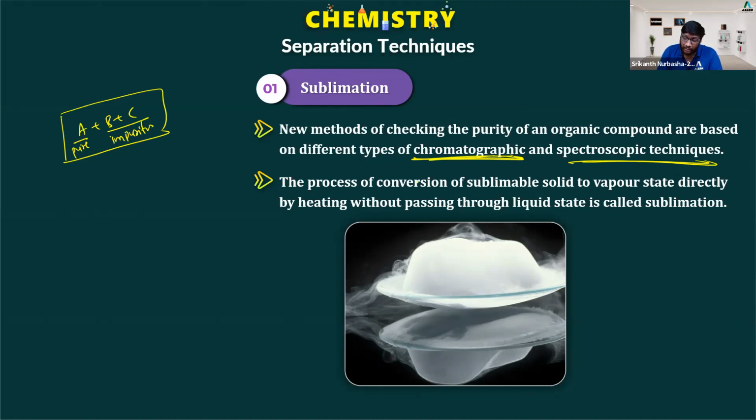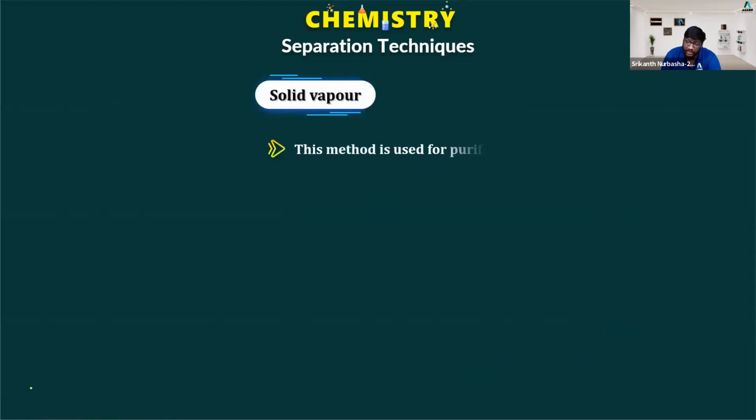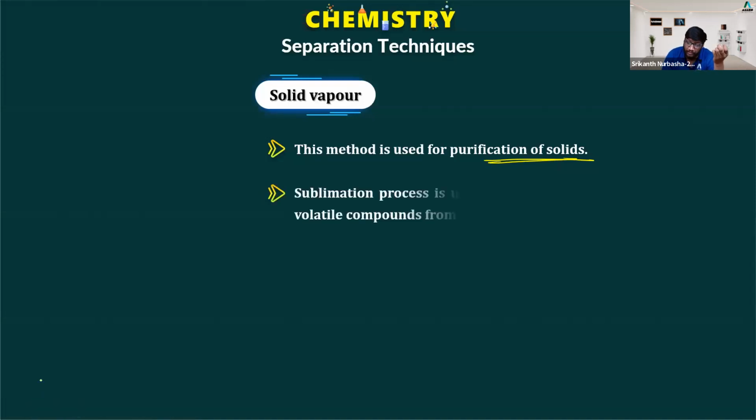The process of conversion of a sublimable solid to the vapor state directly by heating, without passing through the liquid state, is called sublimation. A is a pure compound, and A is directly converted to gas. A pure solid is converted to gas. Yes or no? This method is used for the purification of solids. So from the mixture of compounds, one of the compounds should be solid. The organic compound, whatever pure compound you are assuming, has to be solid.